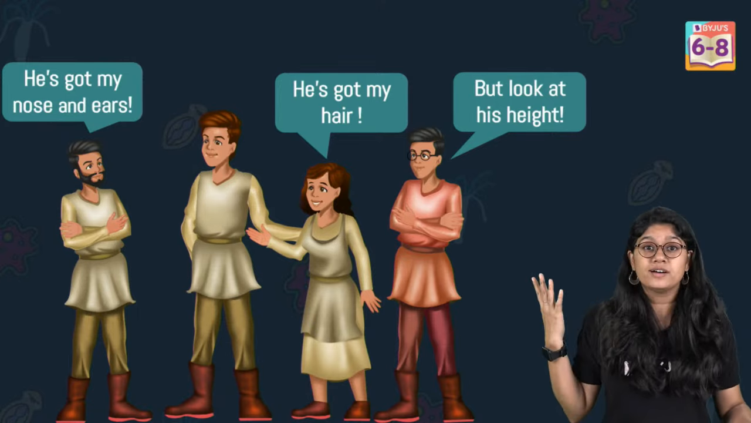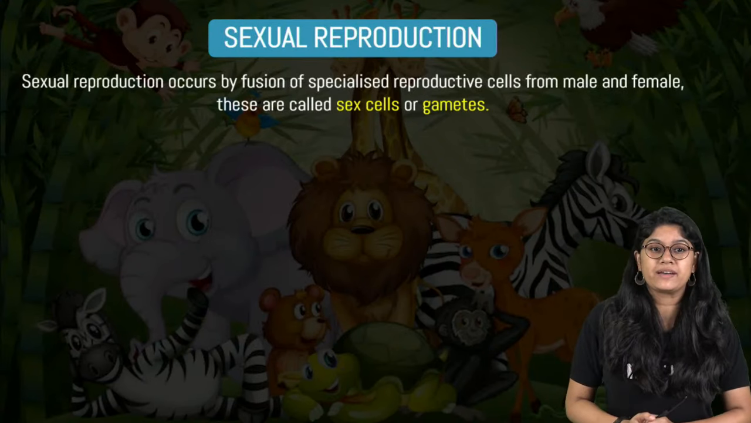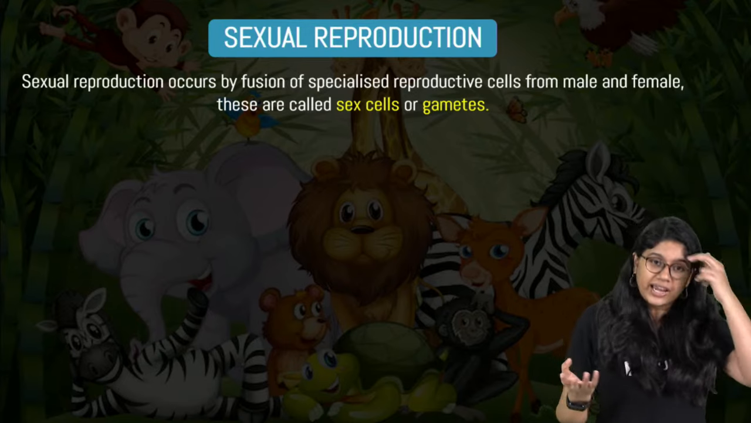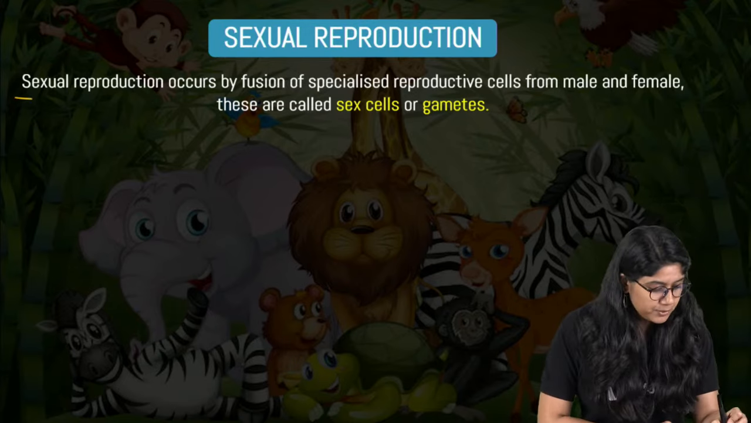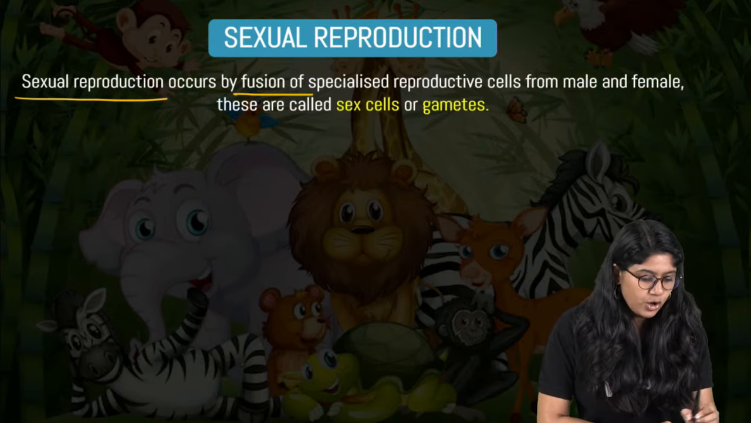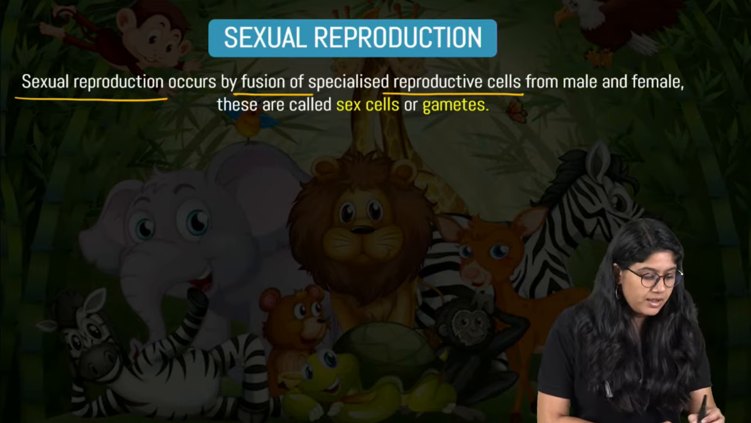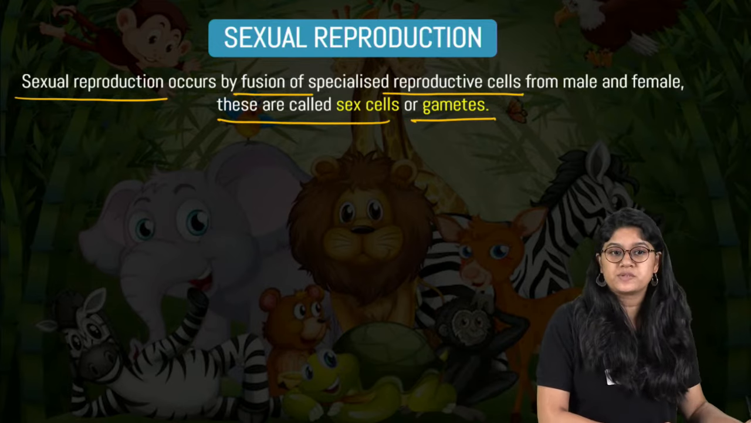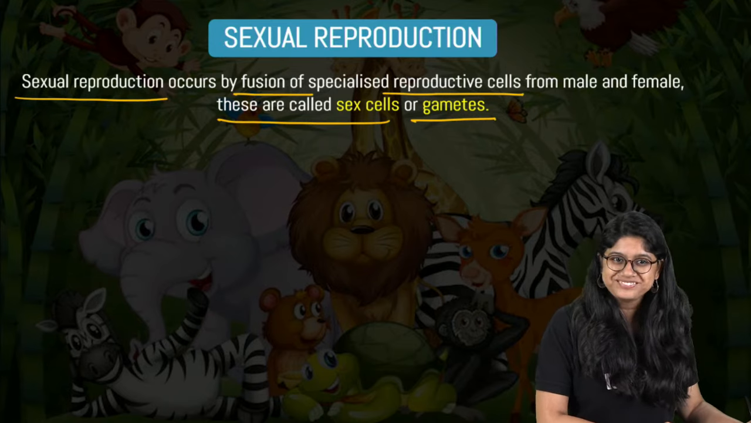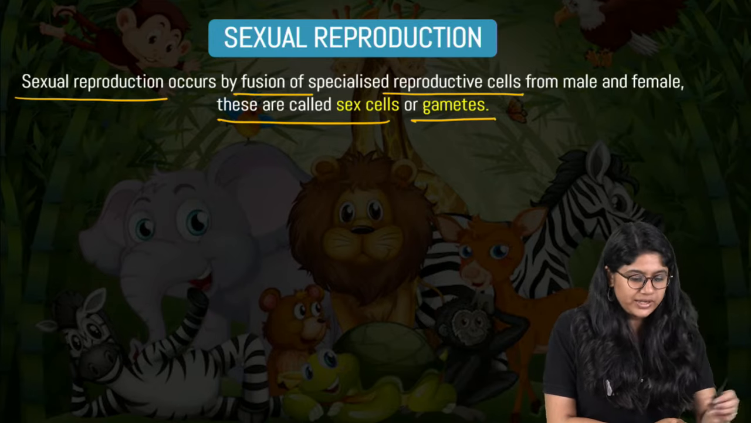Now this is because of sexual reproduction. From our parents we get their genetic material, so we get the characteristics from both our parents. Sexual reproduction occurs by the fusion of the specialized reproductive cells from male and female, and we call them sex cells, gametes or germ cells. I know curly hair comes from my father. That happens, right?